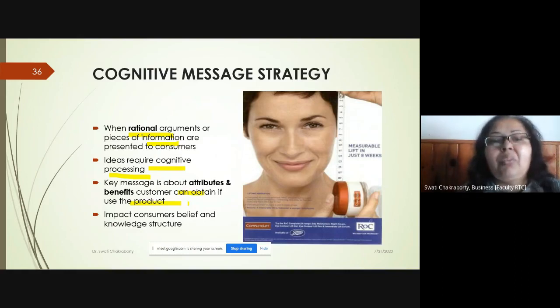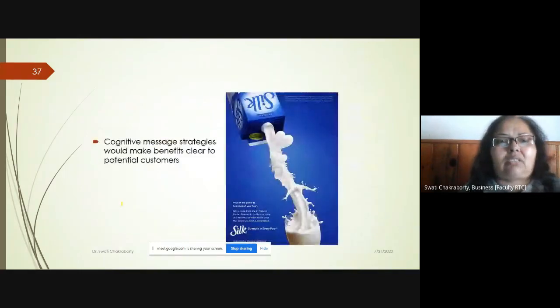But the information is the correct information, right? And there's rational argument, which should impact the customer's belief and their knowledge structure. Their belief should come, because if you don't talk rubbish, then nobody's going to believe. So that's cognitive, where you give proper arguments. Now, cognitive message strategies would make the benefit clear to potential customers. What is the benefit? If you see this ad, they're talking of the benefit that happens.